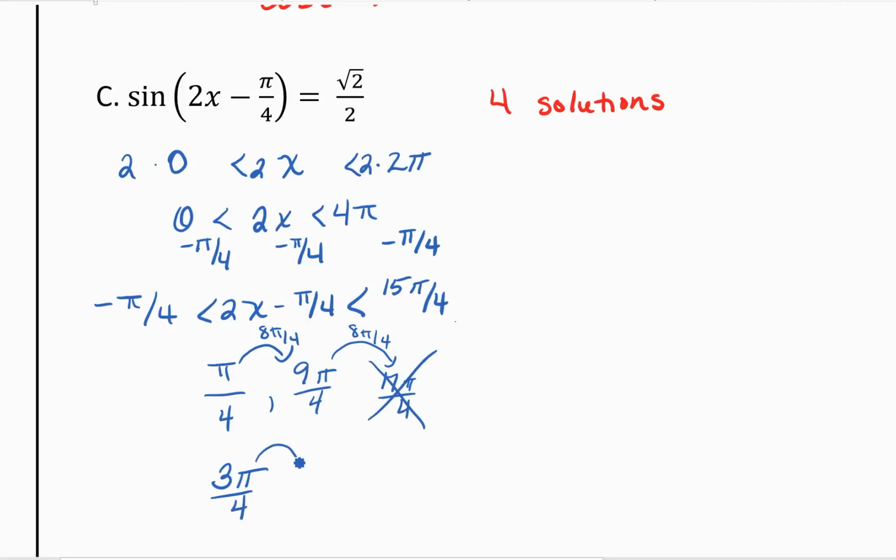Okay, before I said this was 4 times around the circle, but it's actually 2 times around the circle, because it's almost 4 pi. If we had 16 pi over 4, that would be 4 pi, which would be 2 times around the circle. So here if we add 8 pi over 4, we would have 11 pi over 4. And if we added it again, we'd get 19 pi over 4, which is too big. So the 4 we're starting with are pi over 4, 9 pi over 4, 3 pi over 4, and 11 pi over 4. And here's where we need to set up 4 equations.